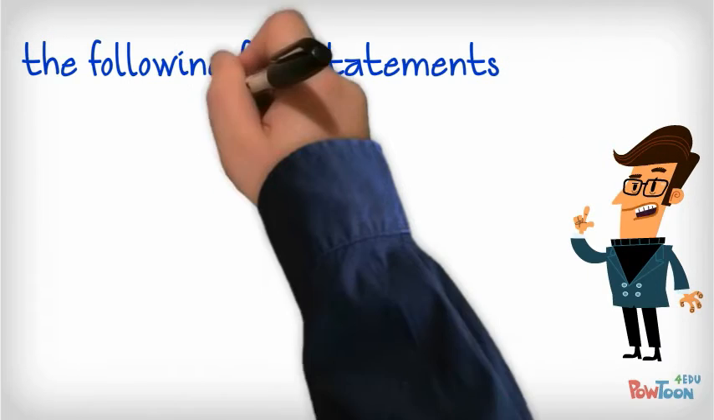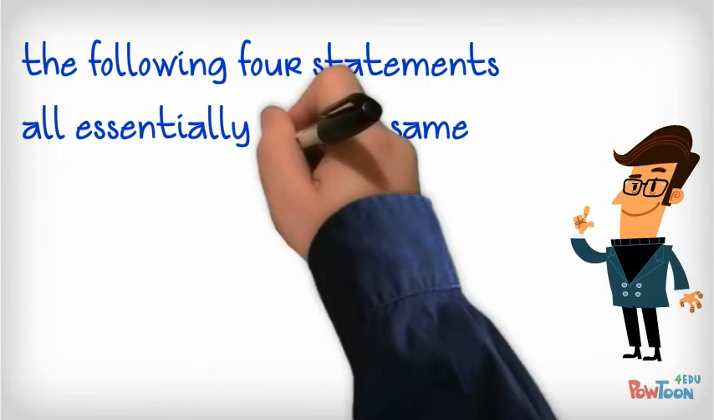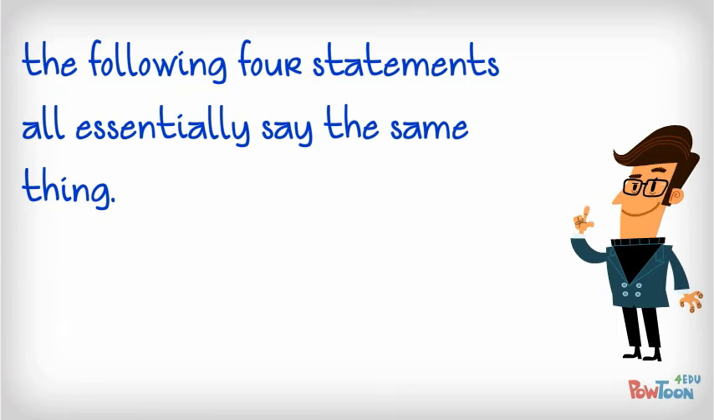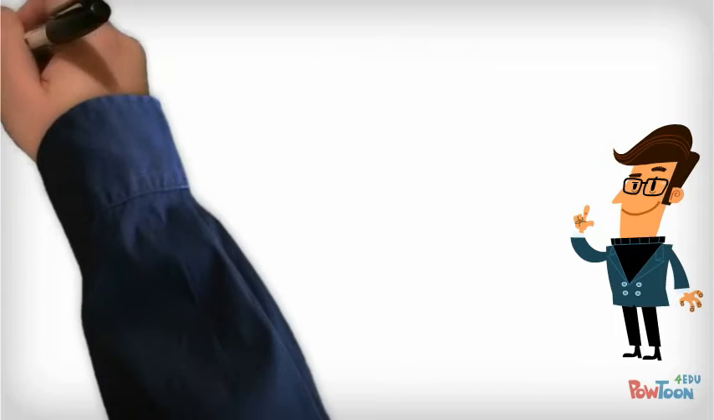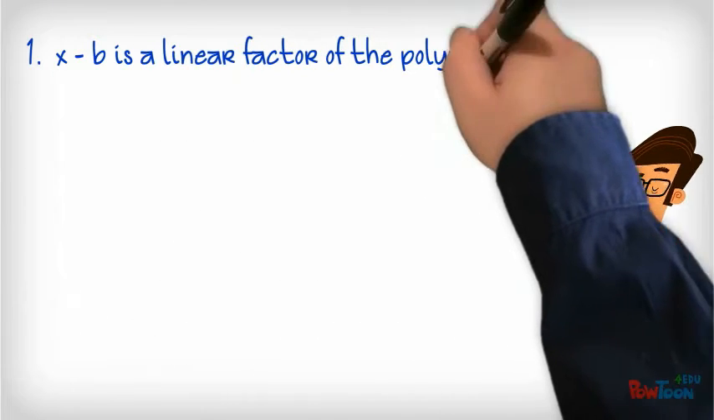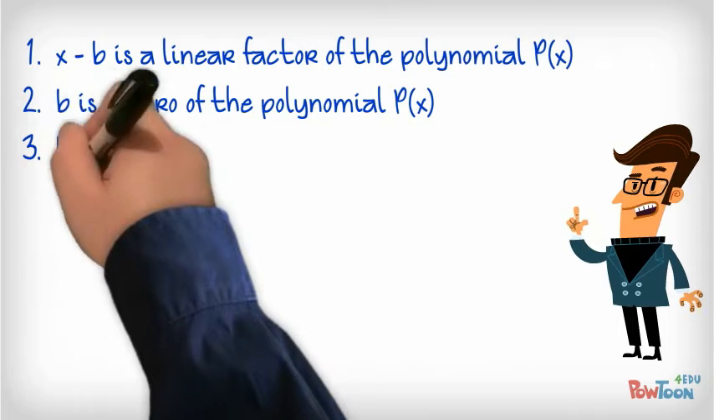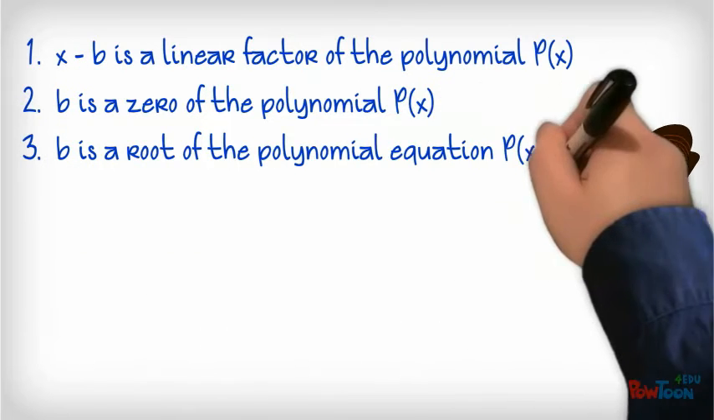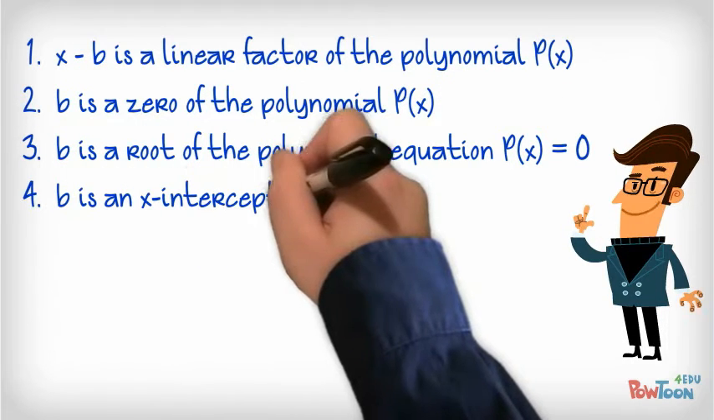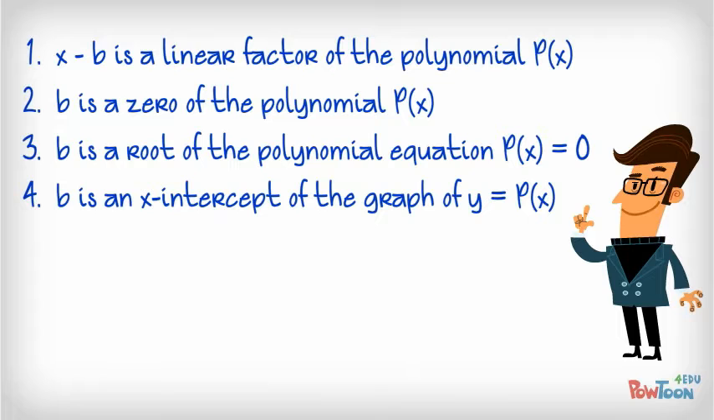There are four basic statements that all mean the same thing. Again, x minus b is going to be our factor. It could be x minus 3, it could be x plus 5, whatever. But x minus b is a factor. b is also a zero of the polynomial. b is also a root of the polynomial. And if you were to graph the polynomial, b is one of the x-intercepts.